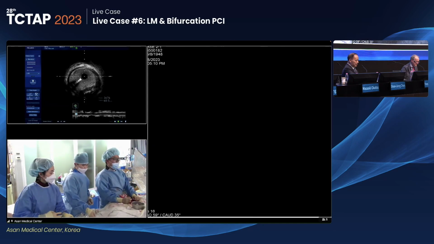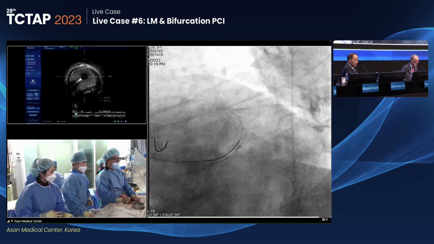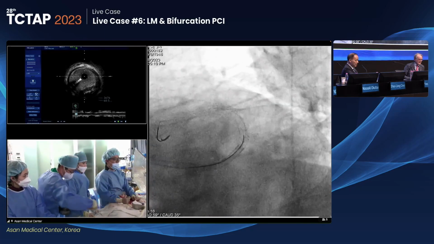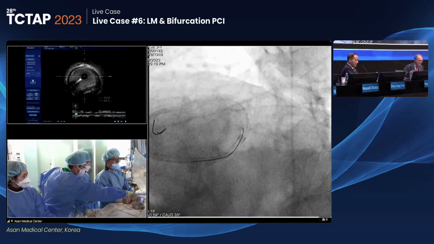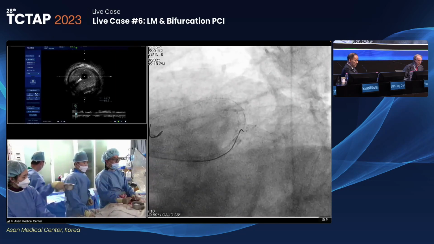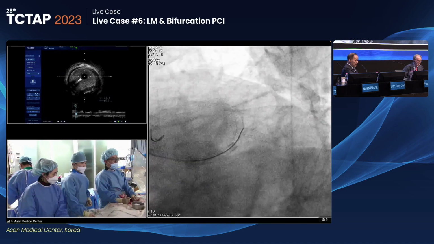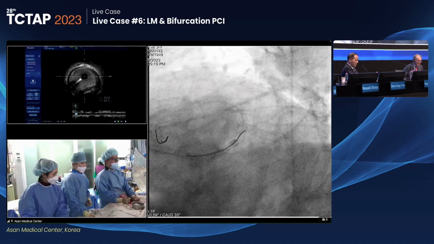Dr. Park, what's the wire? What's the third wire? What wire are you using? This is a Sion Blue wire for the septal, and then we're going to use the Choice PT wire to open the diagonal branch. Okay. You're not going to do a POT in the left main before you start trying to wire the circumflex?